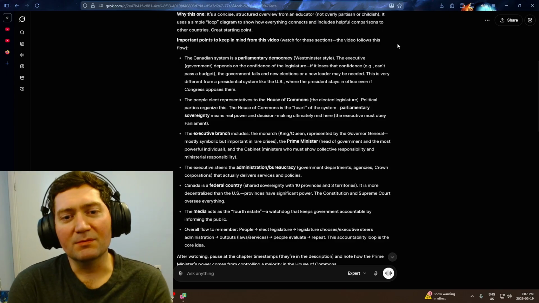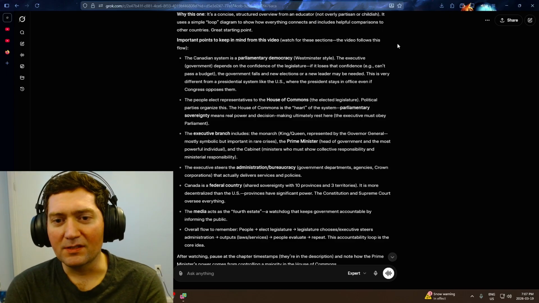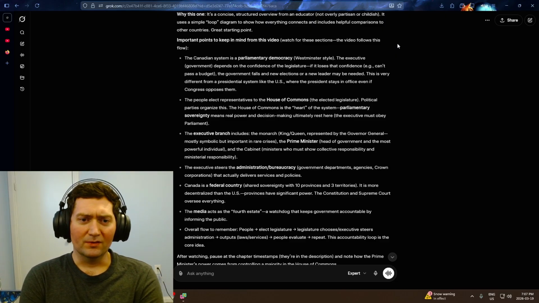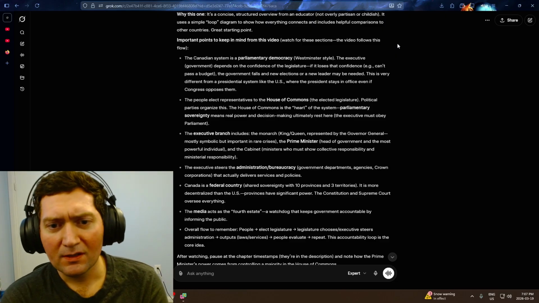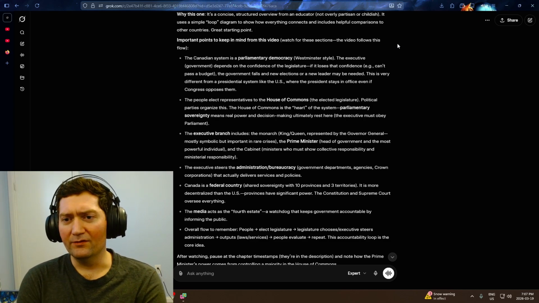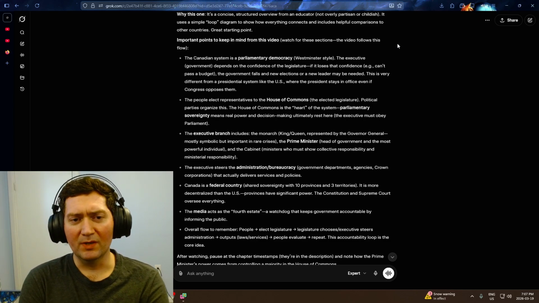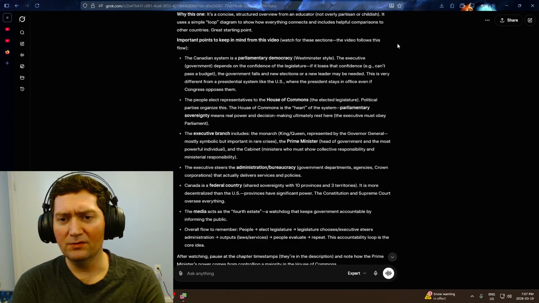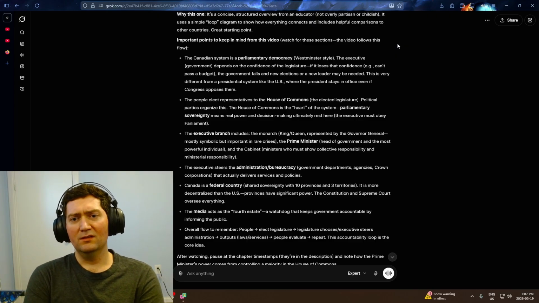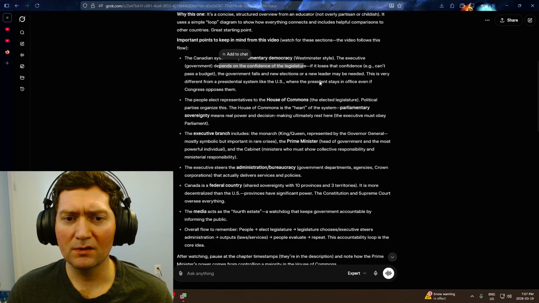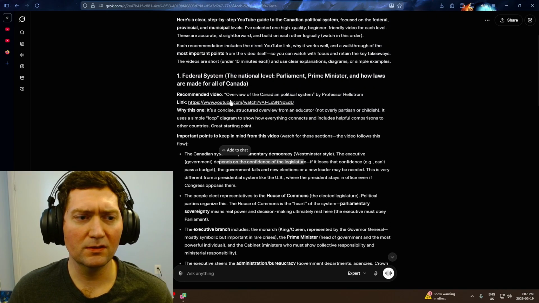The Canadian system is a parliamentary democracy, Westminster style. The executive or government depends on the confidence of the legislature. If it loses that confidence, i.e., can't pass a budget, the government falls and new elections or new leaders may be needed. Executive. Confidence of the legislature.